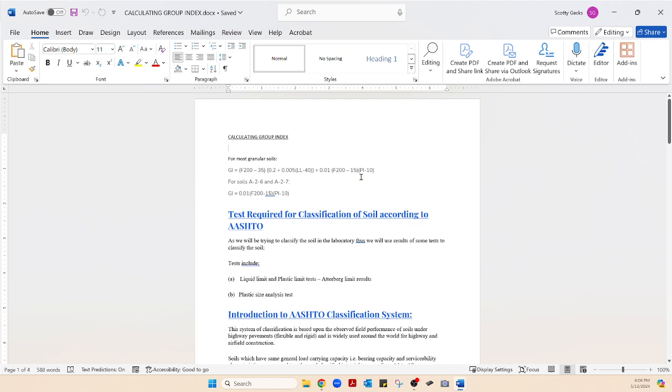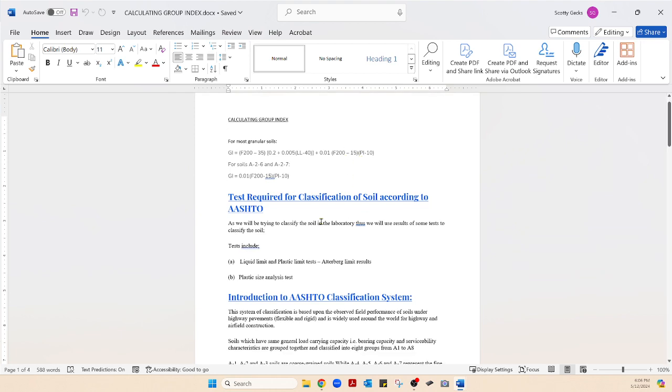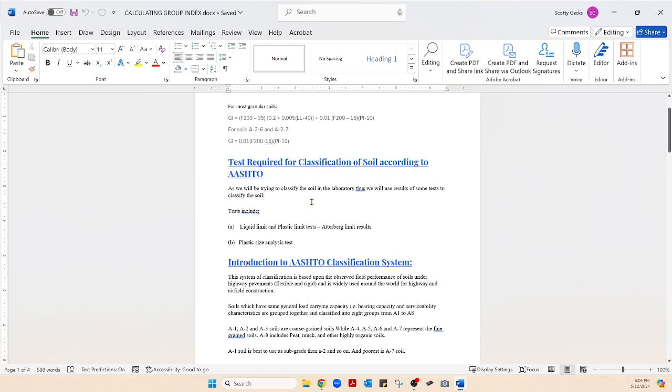Well, it's going to be given, or you're going to have to find it. The way you find it, you take the liquid limit minus the plastic limit, and that gives you the plasticity index. We will get to that in a pretty short time. I'm just giving you this to start getting your head right, so to speak.